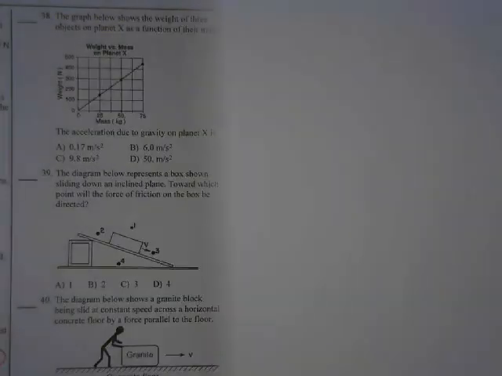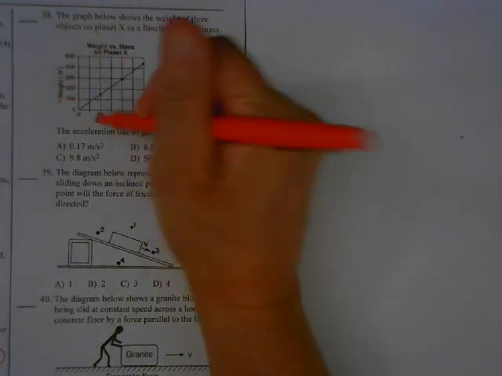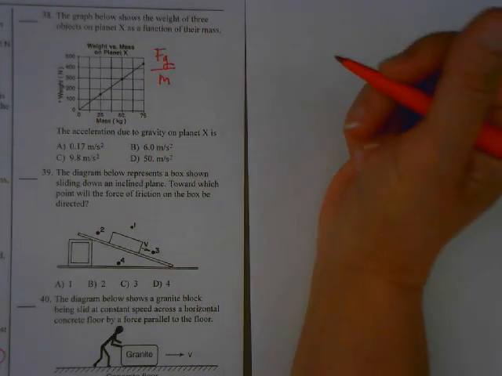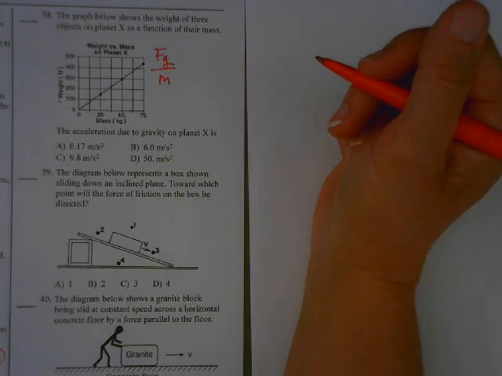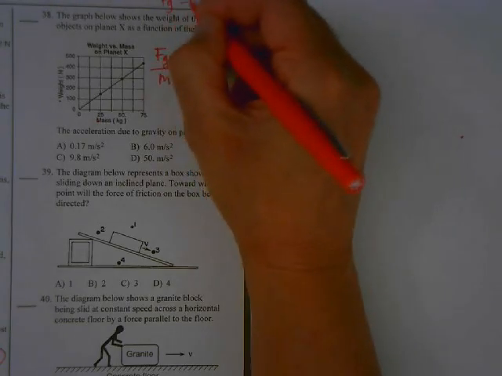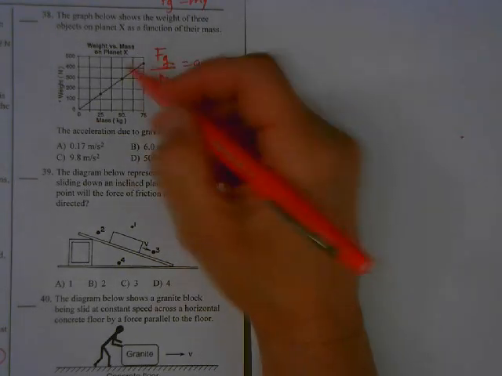All right, 38. The graph shows the weight of 3 objects on planet X as a function of their mass, the acceleration due to gravity. So this is the weight versus the mass. What equation is this? Well, this obviously is the weight, F_G is mg, where this is little g. So I just find the slope.